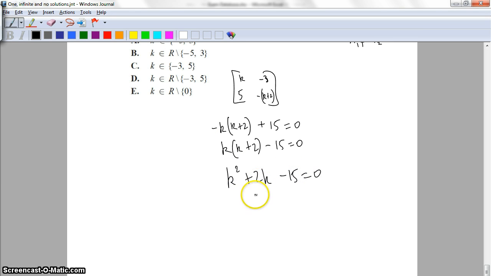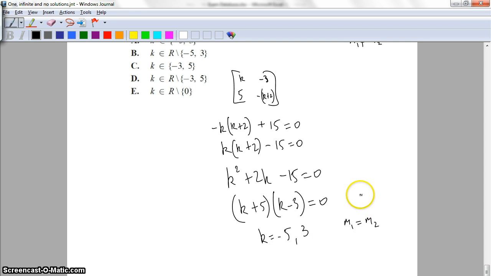And then I use the cross method or whatever other method you want to use, and I get k plus 5, k minus 3. Hopefully I haven't made a mistake on that. So k equals negative 5 and positive 3. Now again, if k is negative 5 and positive 3, that means that the gradients are the same. We've either got an infinite number of solutions, they're the same graph, or we've got two graphs that are parallel. But we need to actually answer our question. Our question says, when does it have a unique solution? That means anything except for when k is negative 5 and 3.